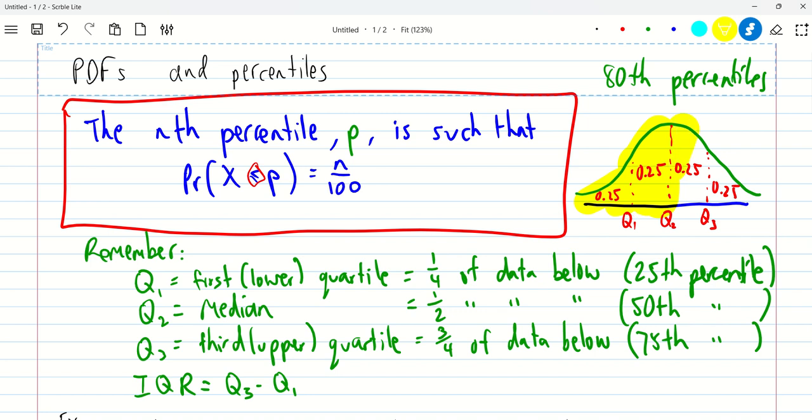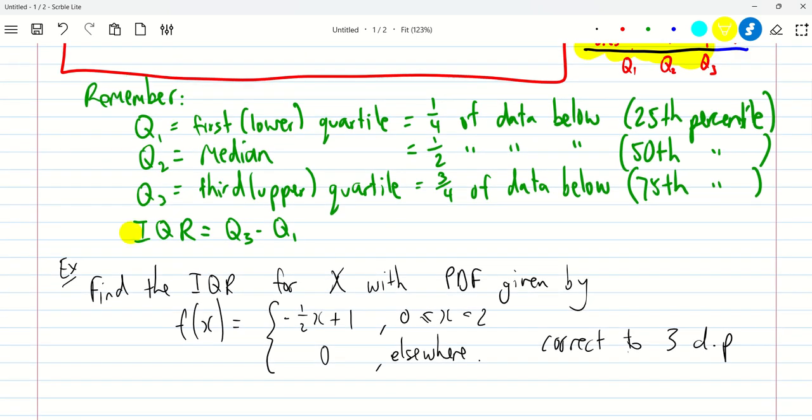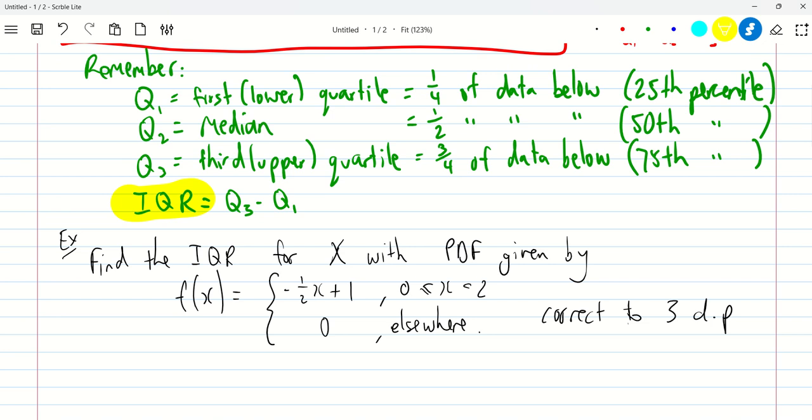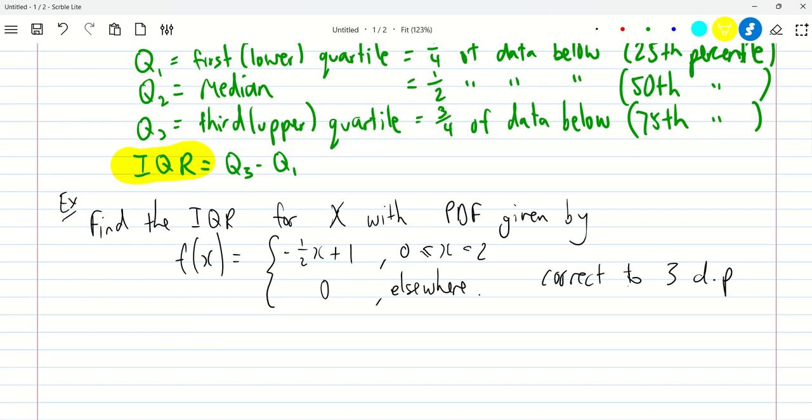If you're asked to find the median, you want to solve p is equal to 0.5. If you're trying to find the third quartile, then n is equal to 75. So you're trying to solve where that's equal to 75, etcetera. So that's how we're finding percentiles. And just a reminder that if you're asked to find the interquartile range, the IQR, that's equal to the distance between Q3 and Q1. So Q3 take away Q1.